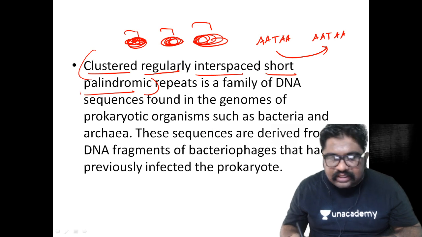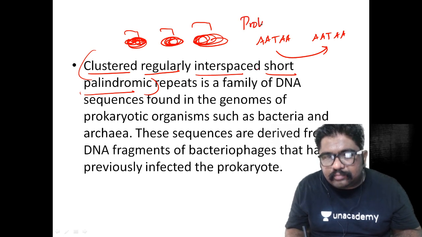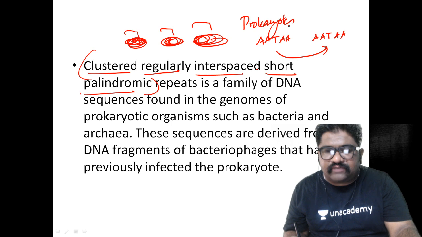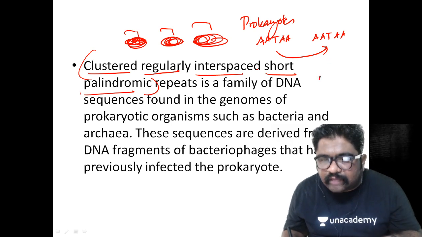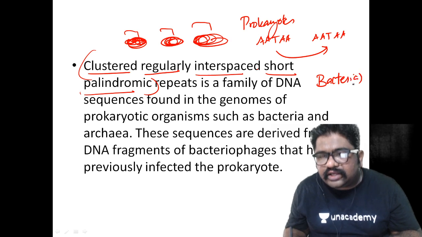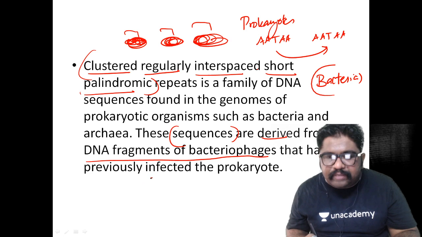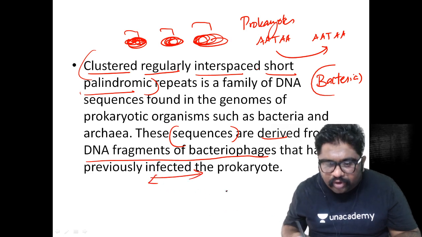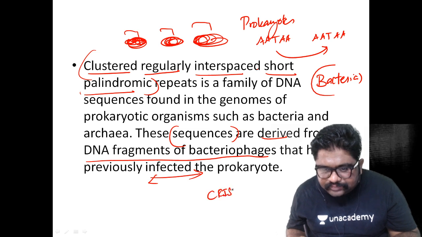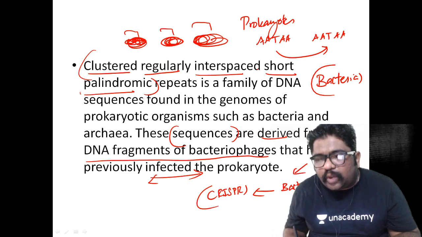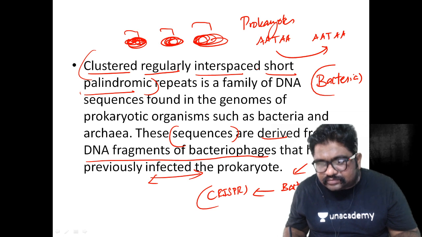And these CRISPR initially began with the concept of prokaryotes. Mark my words. The palindromes were present initially in the prokaryotes. What do you mean by that? Especially in case of archaea bacteria and other kinds of bacteria, you had CRISPR. What was the function of CRISPR? They were present in bacteria, and these sequences are derived from the DNA fragments of bacteriophages that had previously infected the prokaryotes. Now, what is the point here? You will be looking at CRISPR that are present inside the bacteria, but they were acquired from evolutionary basis. They were acquired from bacteriophages.